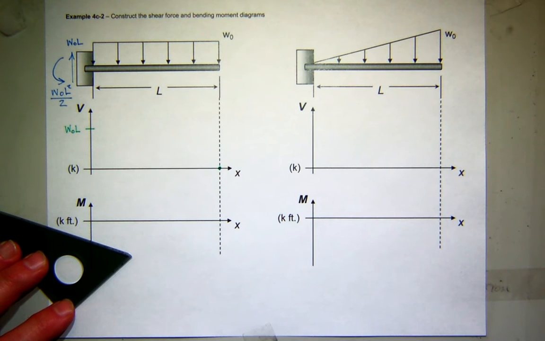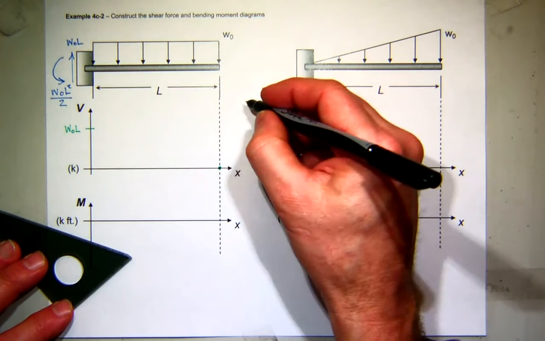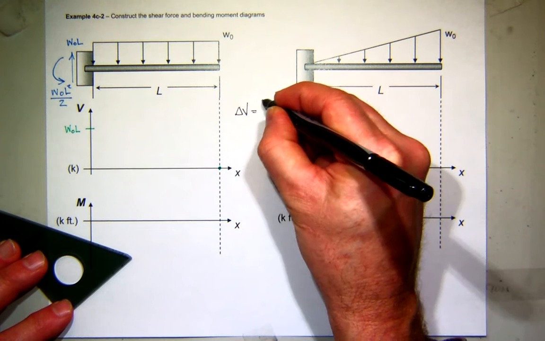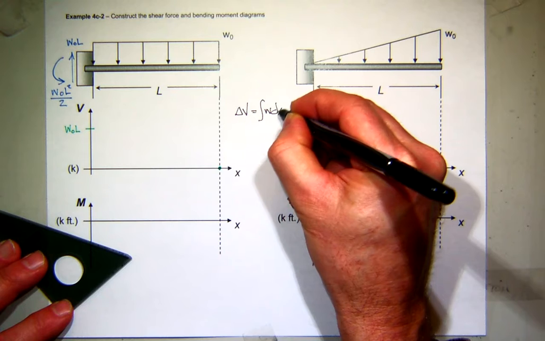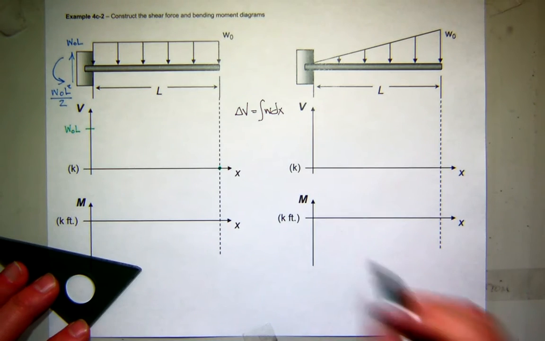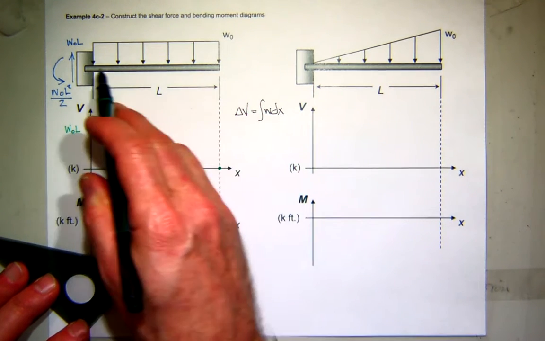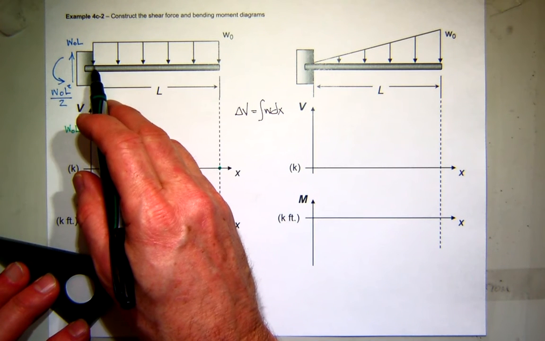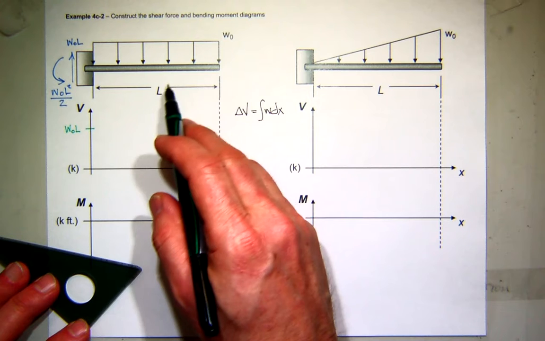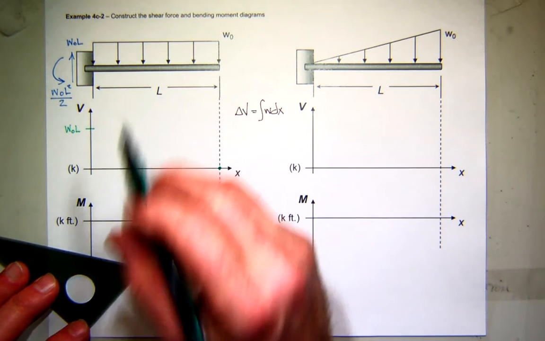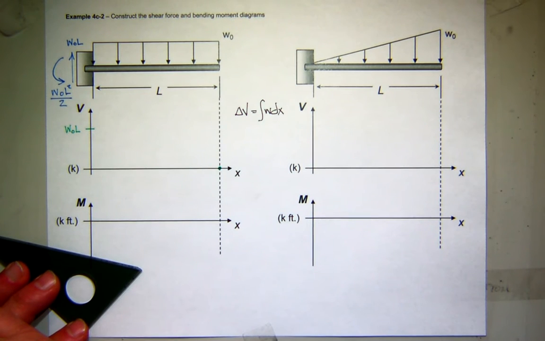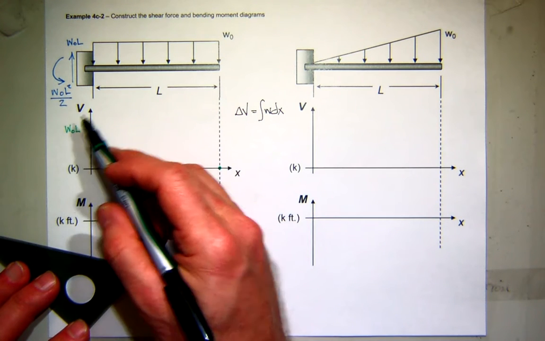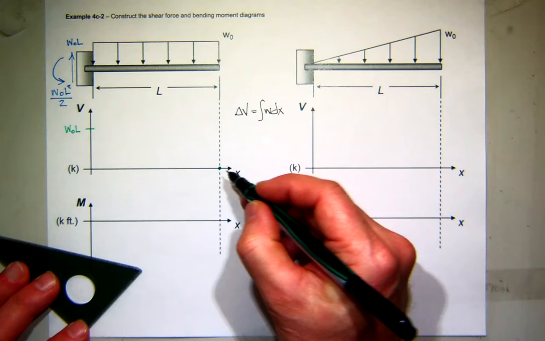So to check that out and also to get the shape, let's go back to our original relationships. The change in shear is the area under the load curve. All right, so this is a nice continuous section. So what is the area under this part of the load curve? Well, it's a rectangle. Rectangle area is base times height. So that would be L times W naught. What kind of load is that? Positive or negative? It's a negative load. So that means I'm going to start at W naught over L, and I'm going to subtract W naught over L. And what do you know? I get 0.